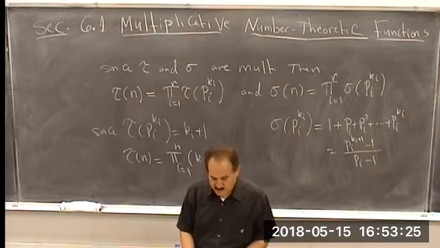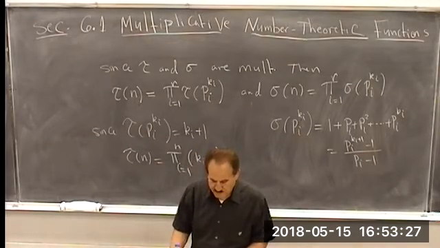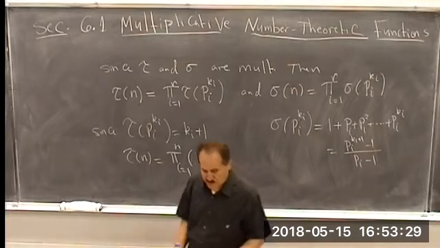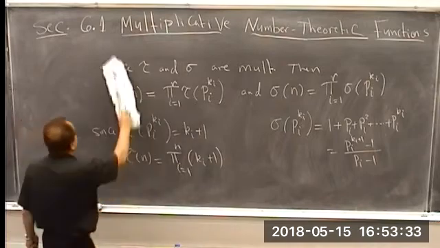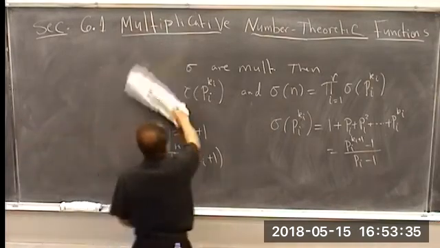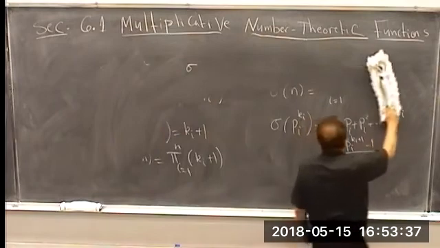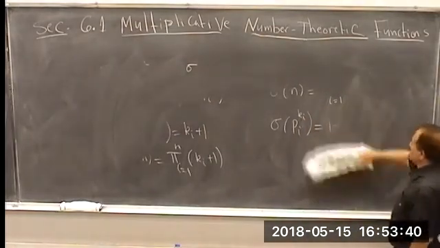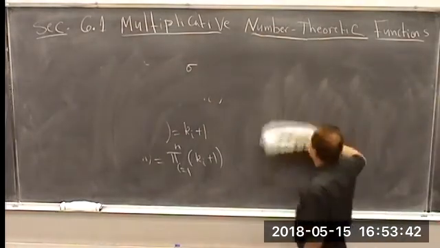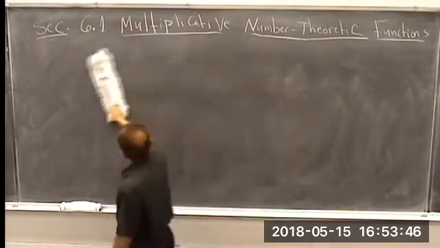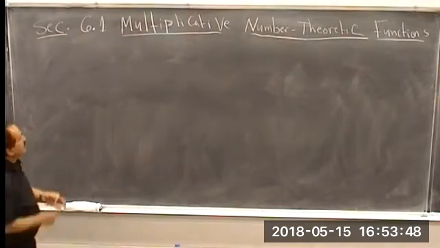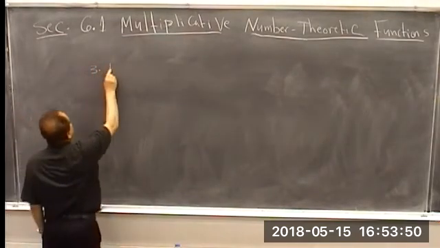Now let's proceed to talking about more properties of multiplicative functions. The third one is that the product of two multiplicative functions is multiplicative, not the sum. The sum is not. And the quotient. Okay? So this is number 3.